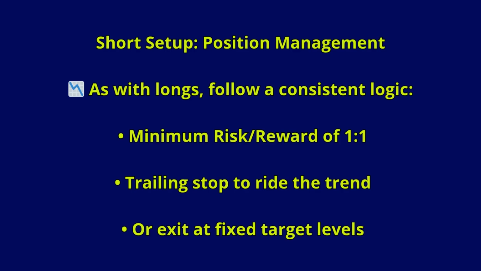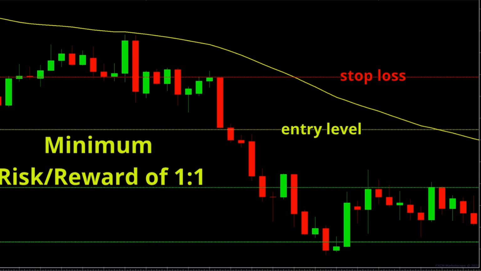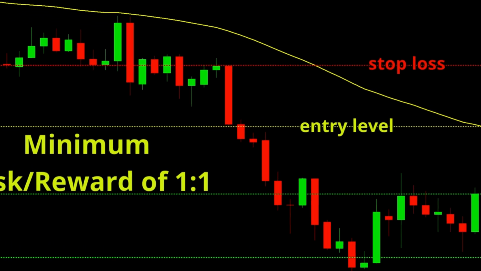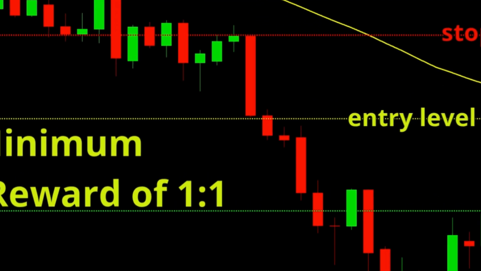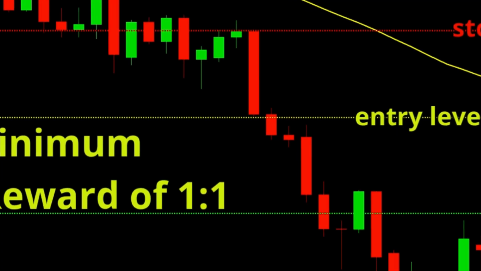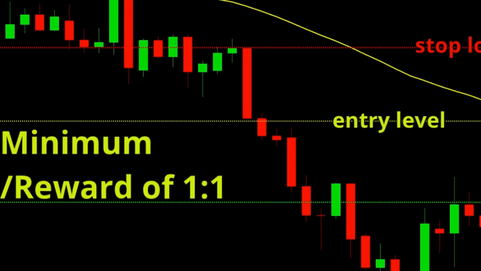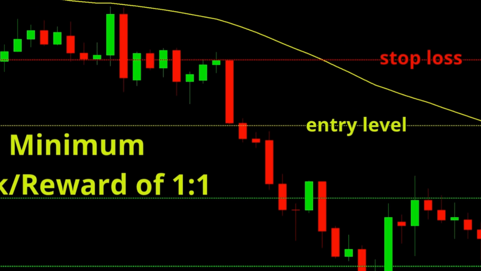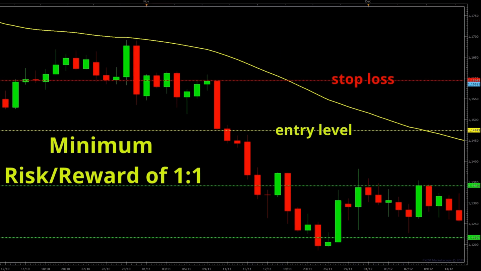You must always target a minimum risk-reward of 1-to-1. This ensures that even if you only win half of your trades, you are still generating profit over time. For profit-taking, you again have two options. The first is to use a trailing stop to ride the trend. This is the best way to capture large moves during a sustained downtrend. The second is to exit at fixed target levels, which should be previous significant support zones. Choose the method that best suits your trading style and market conditions.